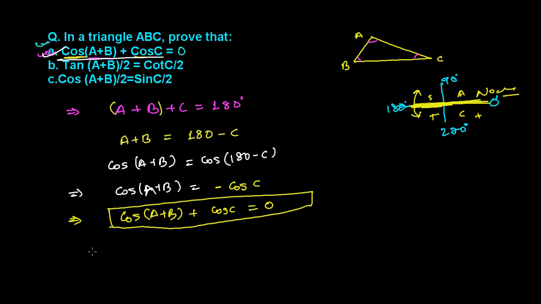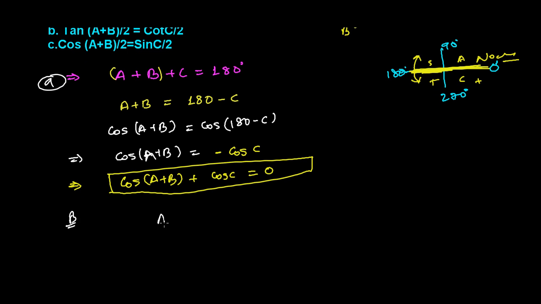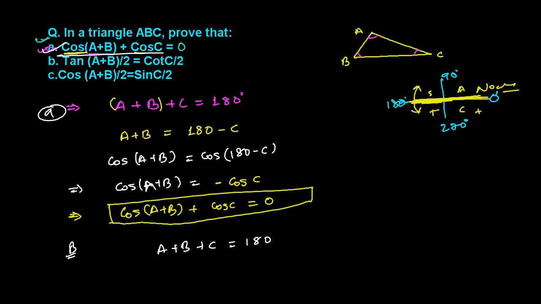Now the second one is B. This was the solution for A. Let's solve for B. Now we have A + B + C = 180, which we already discussed. And see here, they are making half angles, like (A+B)/2. They are putting A + B together, right? So we will also put A + B together and send C to the other side.